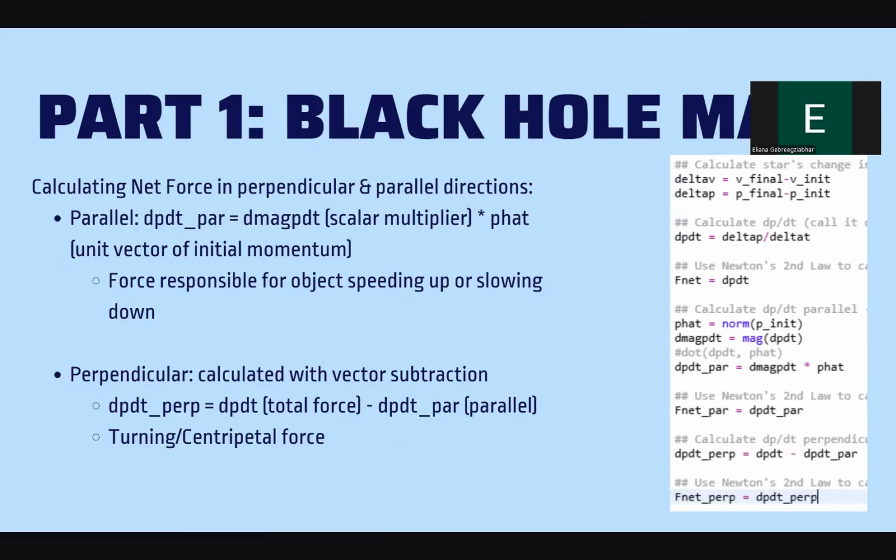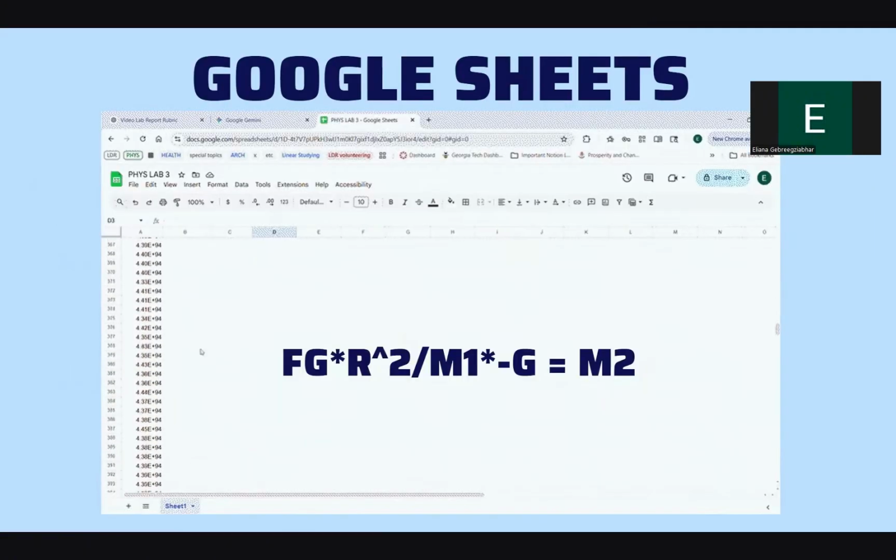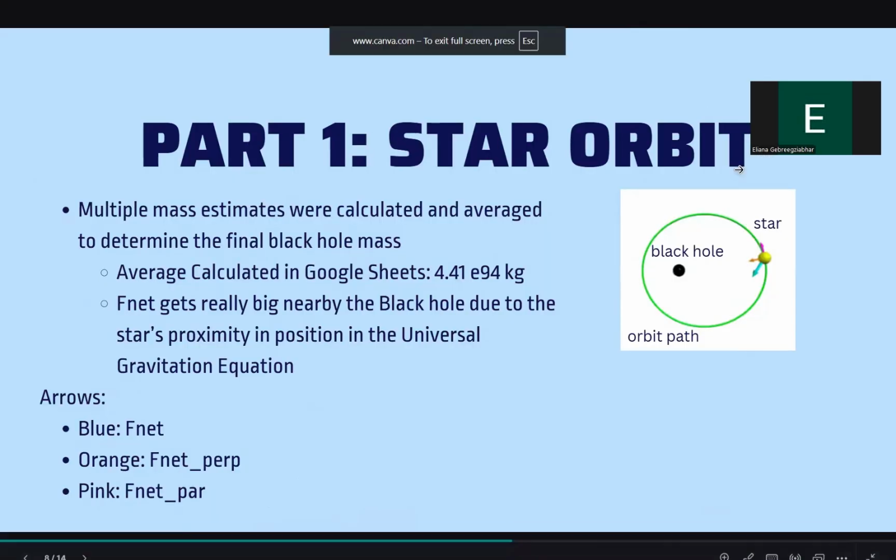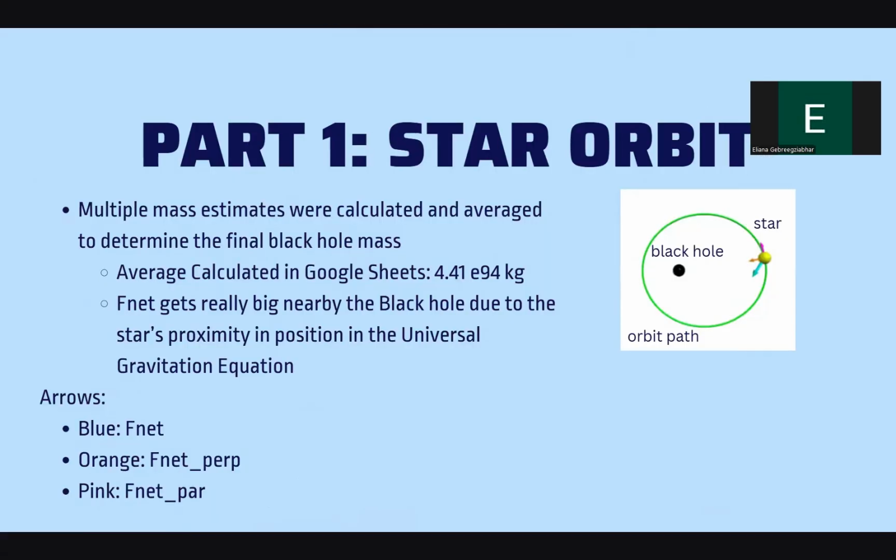For perpendicular, it was calculated using vector subtraction, leading to the turning and centripetal force, which was just the total force minus the parallel force. We rearranged the gravitational equation to solve for the black hole mass, m2. Multiple mass estimates were then calculated and averaged to determine the final black hole mass. The average was calculated in Google Sheets to equal 4.41 times 10 to the 94. Blue in this represents F net. Orange represents F net perpendicular, which faces the inside of the orbit. F net parallel faces the direction of motion.